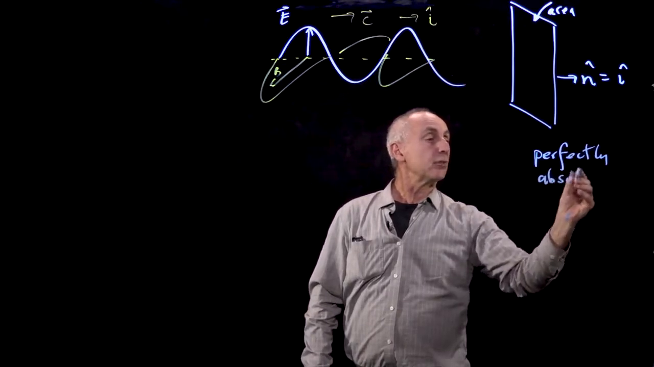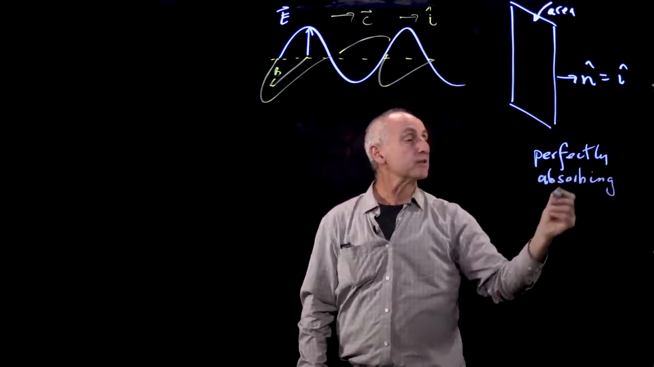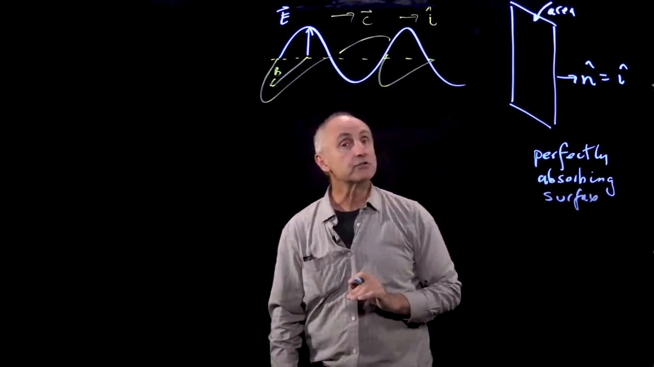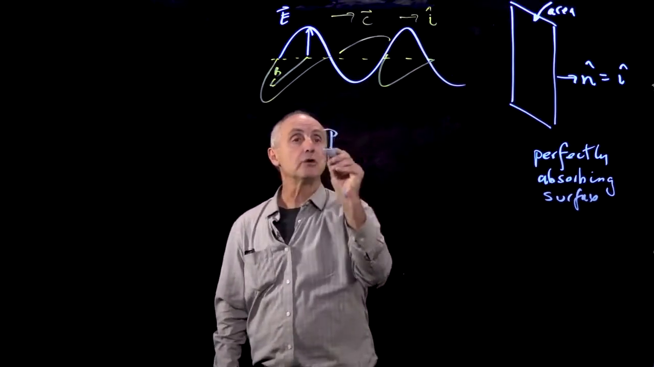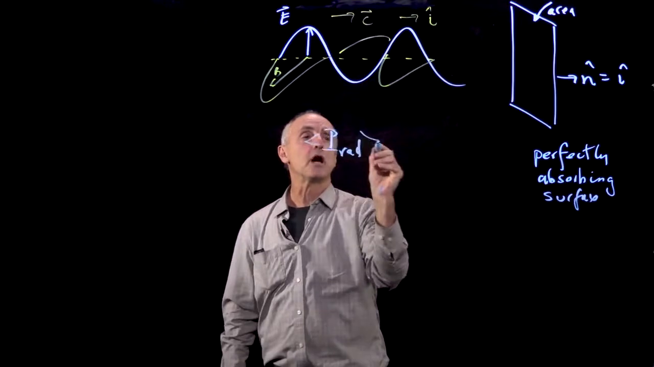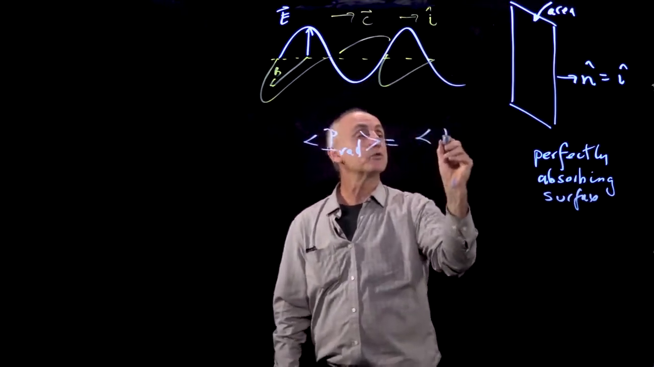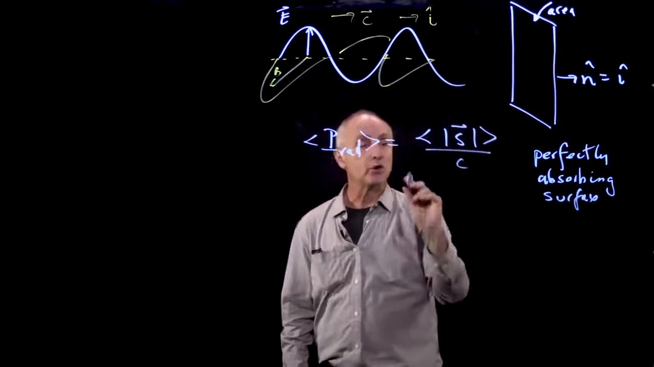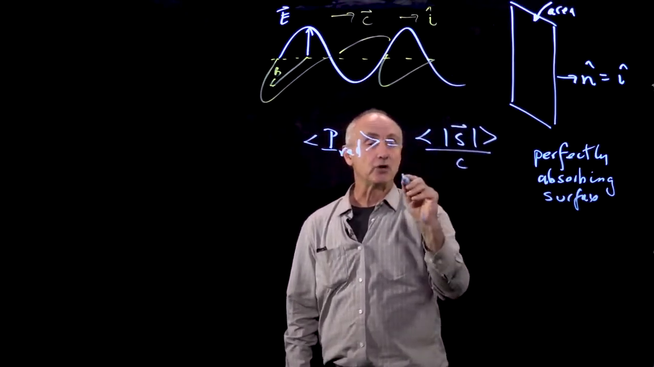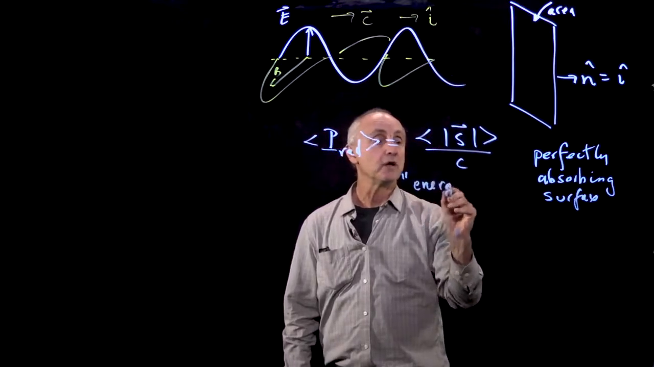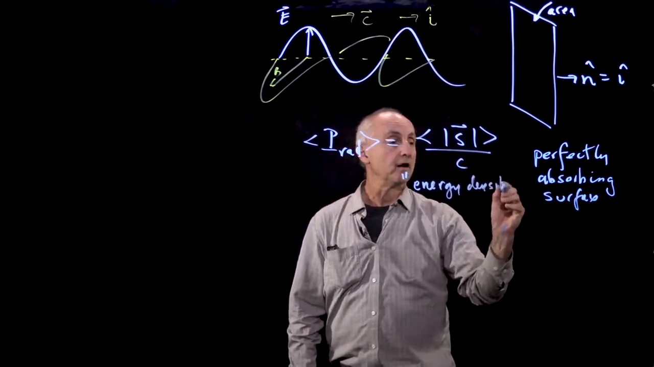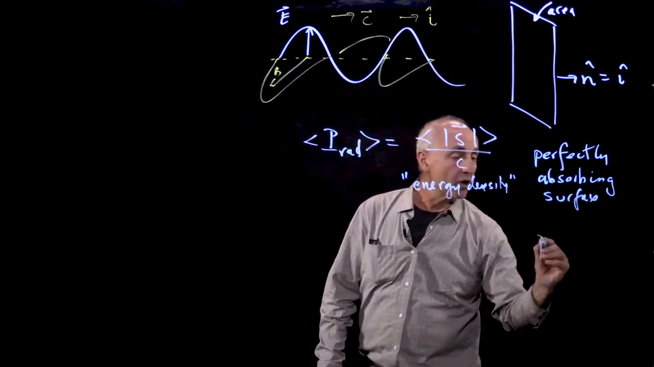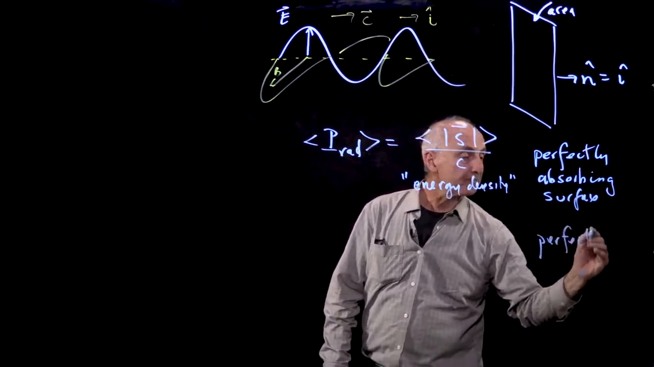then the electromagnetic wave transfers momentum to that surface and hence exerts a pressure on that surface. And that radiation pressure, which we wrote in a time average form, was equal to the magnitude of the Poynting vector divided by c. And we also noticed that the radiation pressure was equal to the energy density of the electromagnetic wave. Now, suppose the surface is perfectly reflecting.